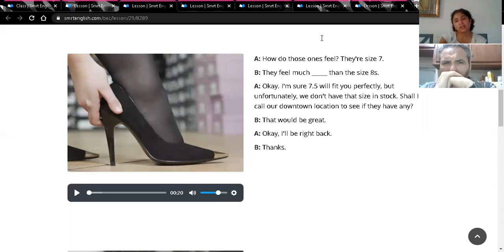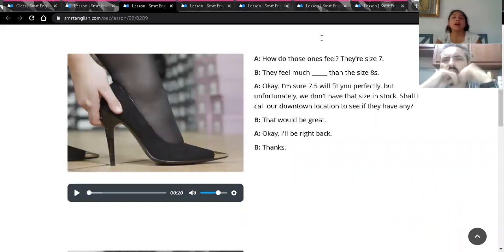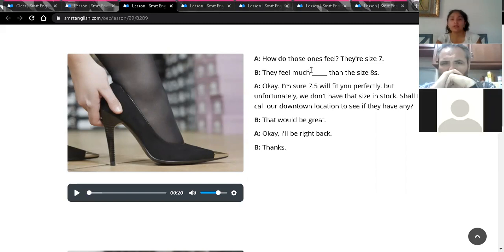So they're talking about the size of the shoes, and it says in here, they feel much, than size 8. What do you think the person is saying? What is missing here? Better. Better, they feel much better. Okay. We're going to listen to confirm.